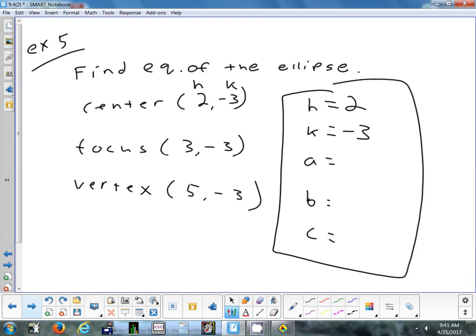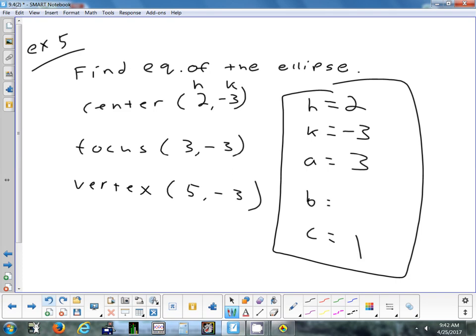Now, A is the distance from the center to the vertex. Do I know the center? Yep. Do I know the vertex? Then I can find out how far apart they are. These 2 numbers are the same, so you don't really have to look at that. They're 3 units apart. 2 and 5, 3 units. So A is 3. What other letter can I find directly without any fancy formula? C. C is the distance from the center to the focus. Again, the negative 3's are the same, so just look at the x coordinates. 1.